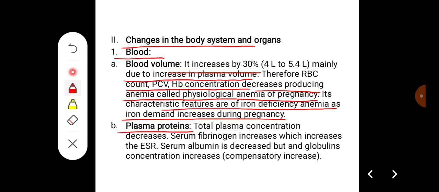On plasma proteins, total plasma concentration decreases, serum fibrinogen increases, which increases the ESR, and serum albumin decreases, but the globulin concentration increases.